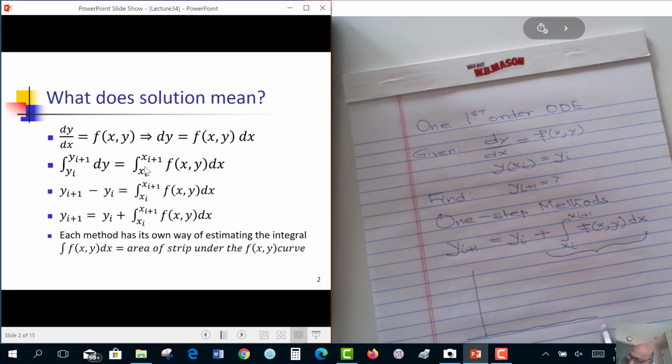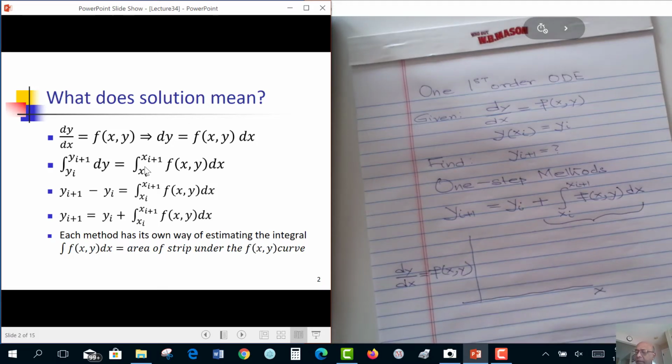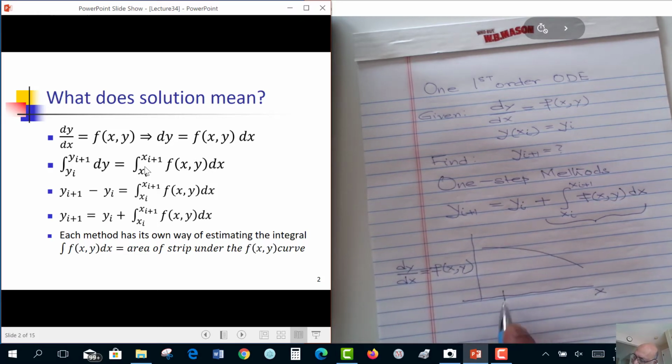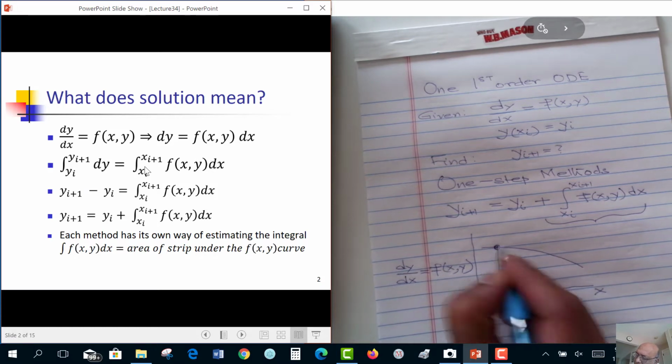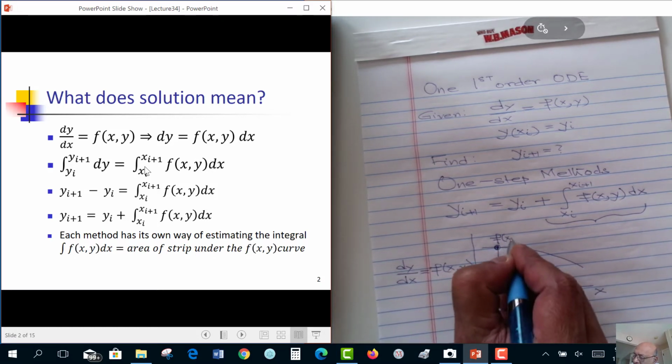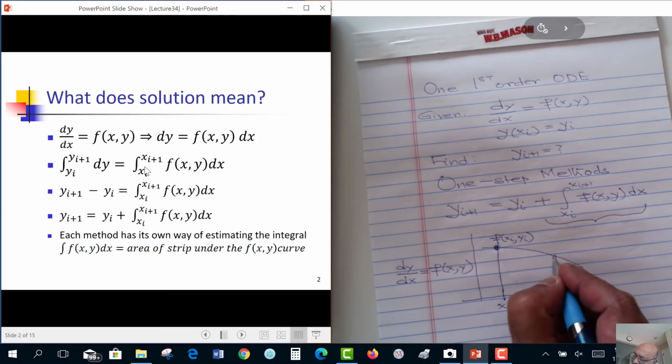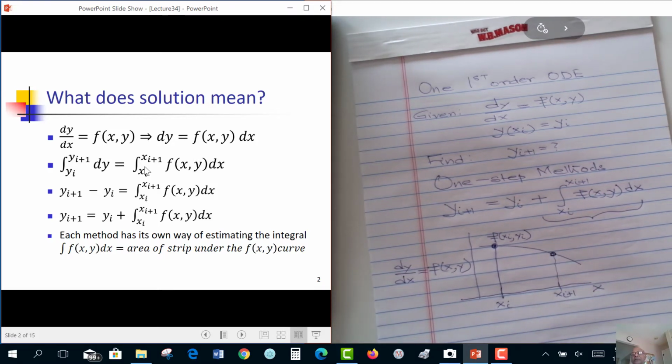This integral is the area under the dy/dx curve. So if this curve is like this at x_i, since we know both x_i and y_i, we know this function value. At x_i+1, we don't know y_i+1, so we can't evaluate this function value.